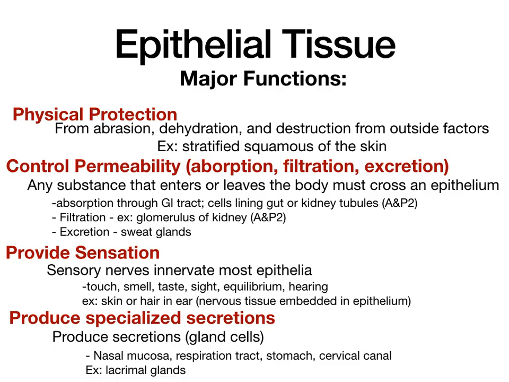So you can also think of the skin for this one, controlled permeability. Our sweat glands are located just underneath the surface of our skin. On hot days we sweat. That is helping control our temperature. It's helping control what substances are exiting our body, because we want to excrete more of that waste out.